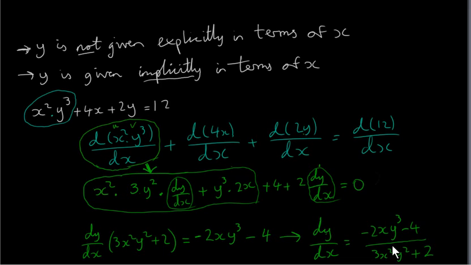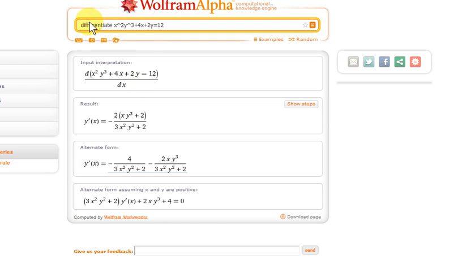Notice that dy dx is given in terms of both x and y here, not just in terms of x. You can check your answer here by typing the word differentiate followed by the function, and here's the result. Y prime of x is another way of writing dy dx. The 2 has been factorized out of the numerator.